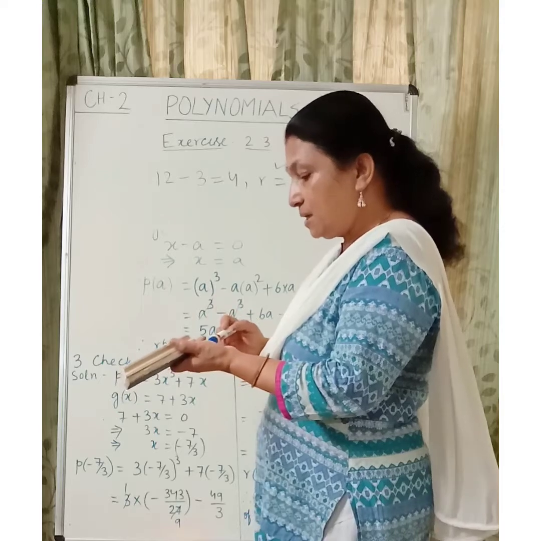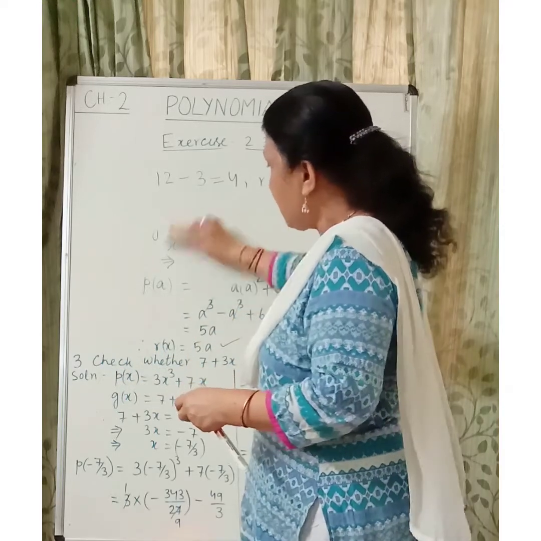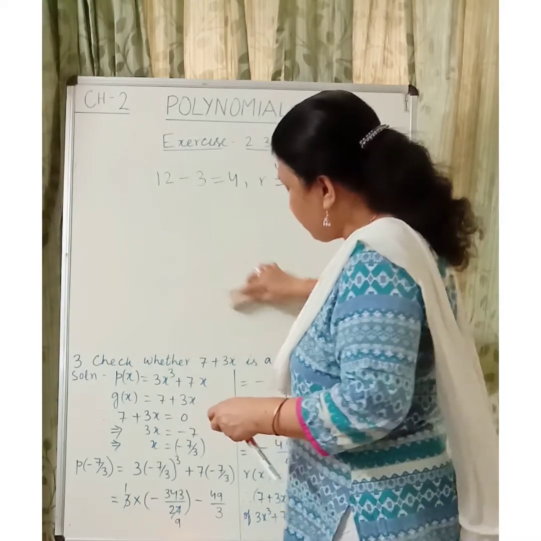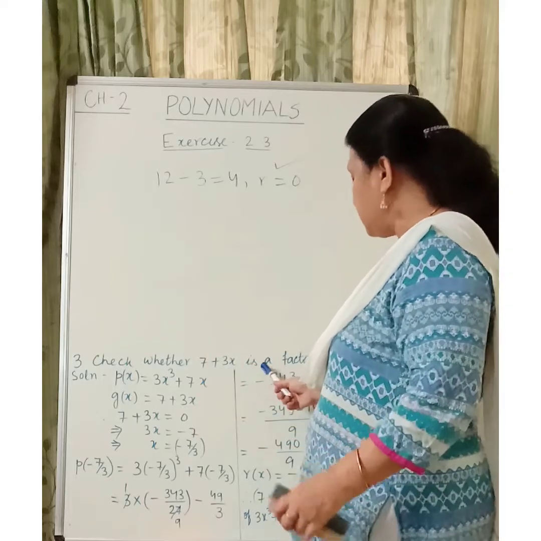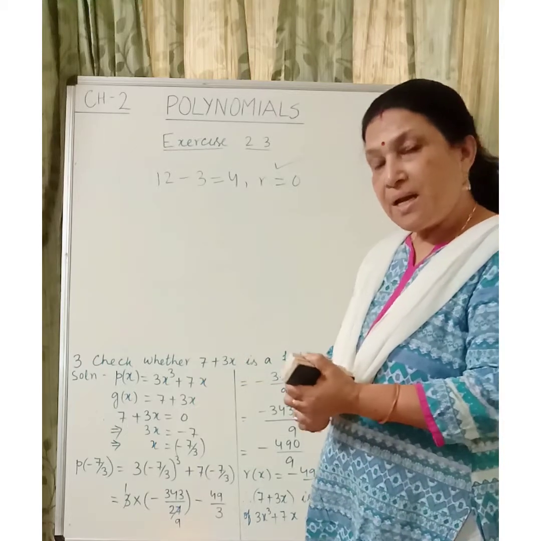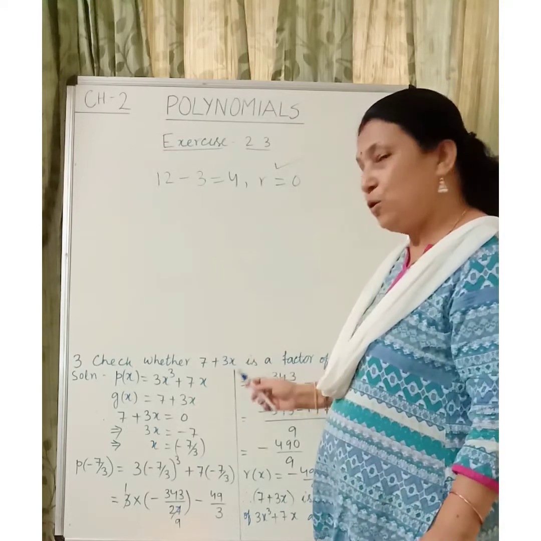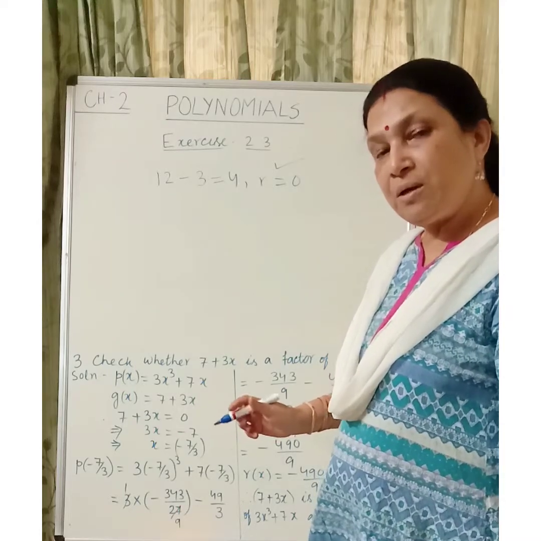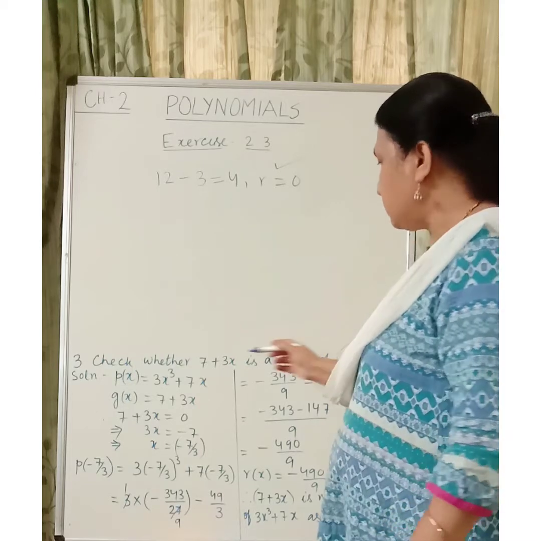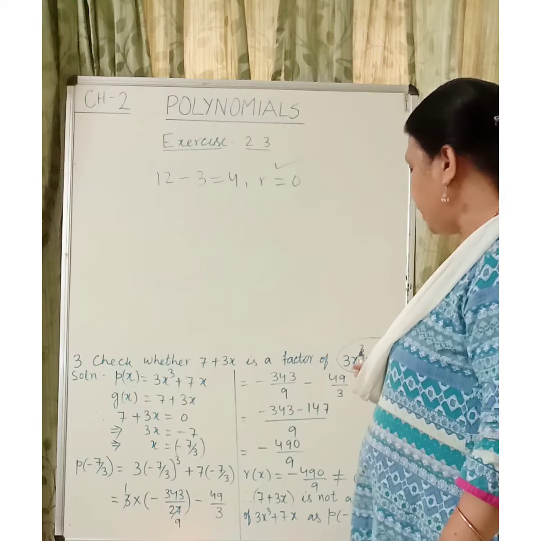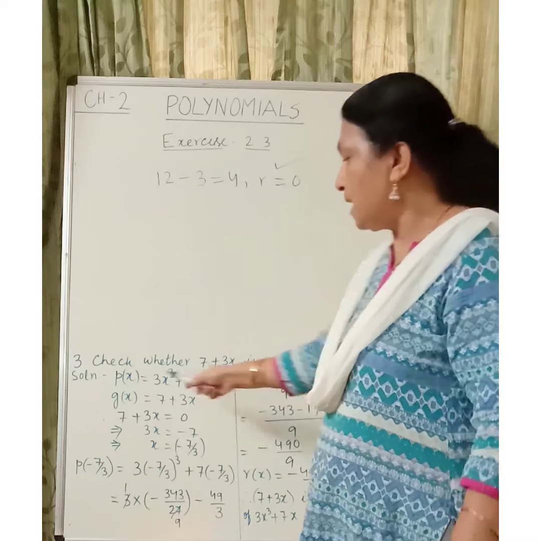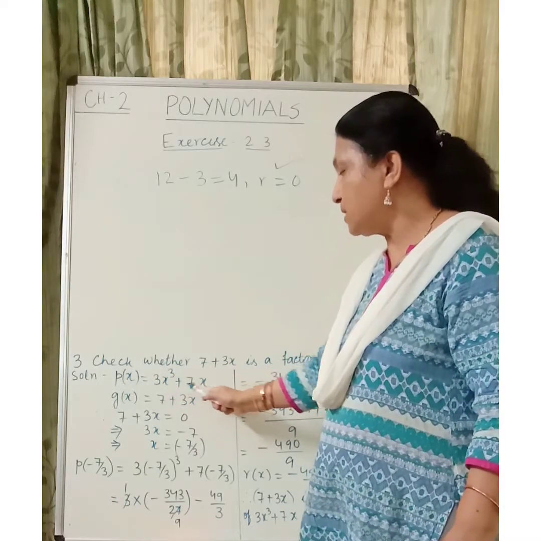Now we will apply the same thing and check this. The next question is, you have to check whether 7 plus 3x is a factor of 3x cube plus 7x or not. Now two polynomials are there. Which polynomial will be the dividend polynomial? Obviously the polynomial with the higher degree, or equal degree. Here you can say the degree of x is 3. It is a cubic polynomial. So this polynomial is our p(x), that is 3x cube plus 7x.